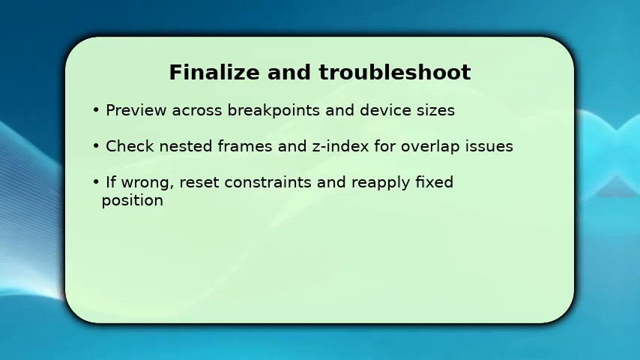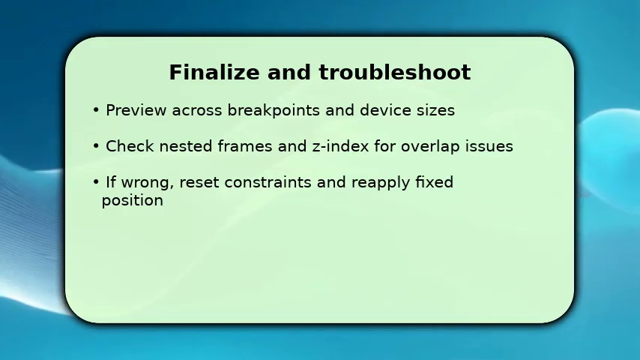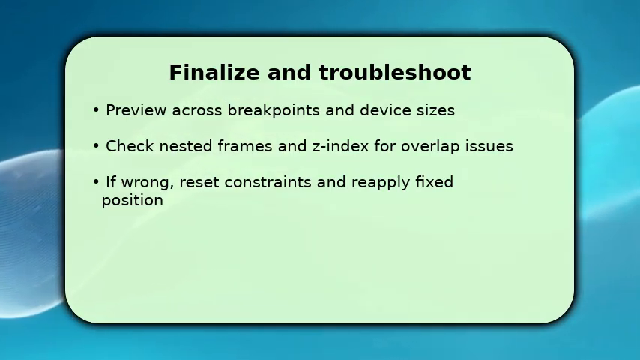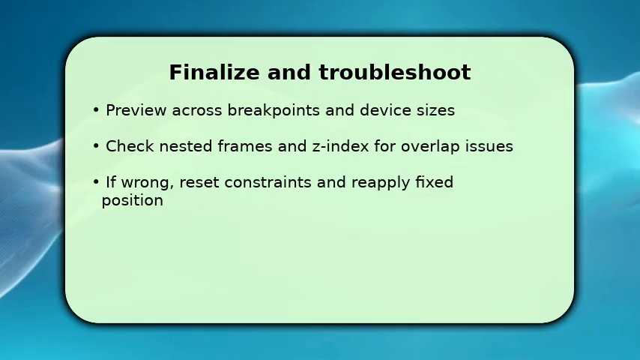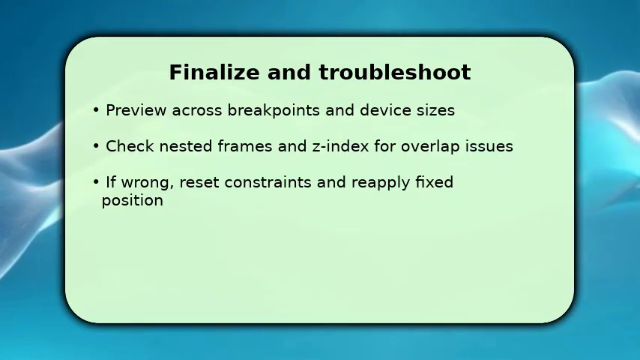Make sure nested frames don't override parent scrolling. Inspect z-index and layer order if elements disappear or behave oddly. If you see jitter or misplaced pins, reset constraints on the problematic layers, reapply fixed position when scrolling, then re-preview. One key troubleshooting tip: toggle layer visibility to isolate the issue.